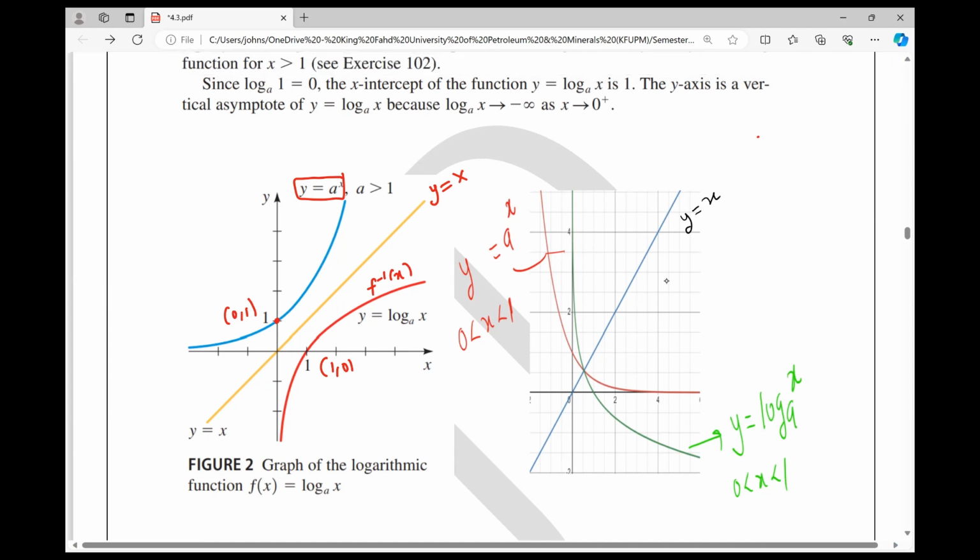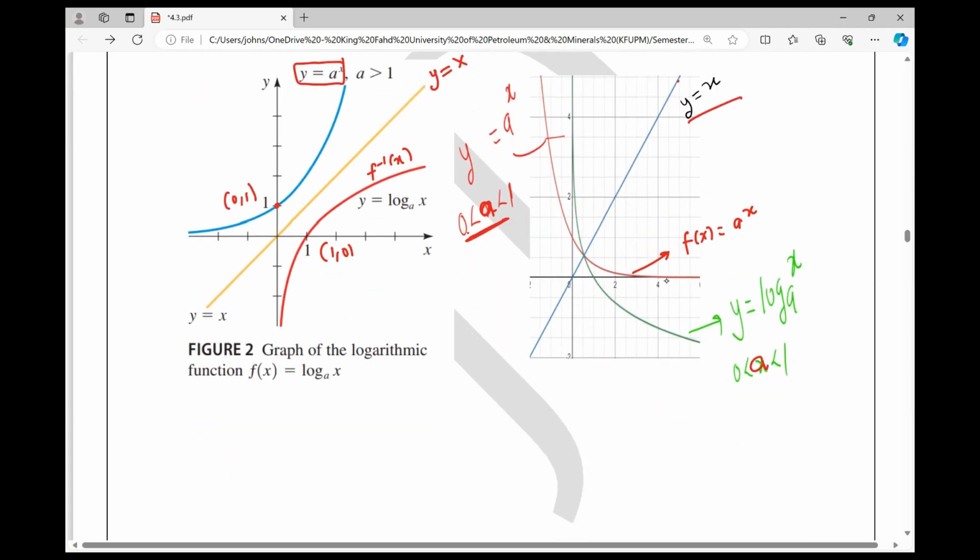Now, in the same way, if a is less than 1 but bigger than 0, we know it's going to be a decreasing graph. So this is the function. The red one is the graph of f of x equals a^x, but this is when your a is between 0 and 1. If you draw your line, the blue line is the line y equals x. If you reflect this as well, we will get this shape.